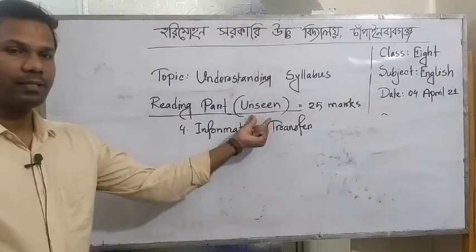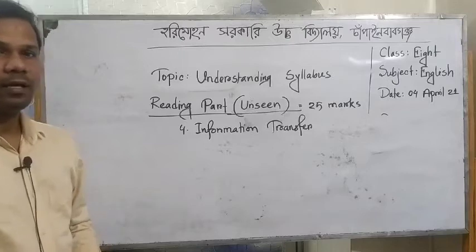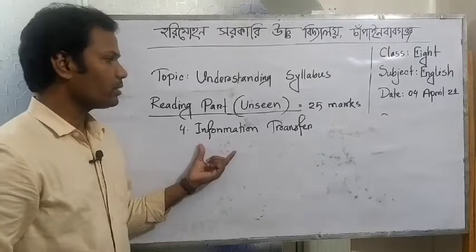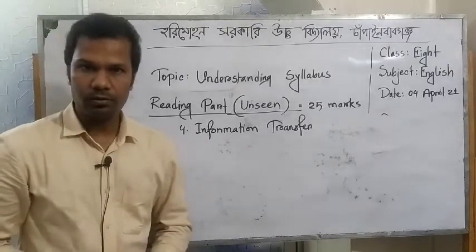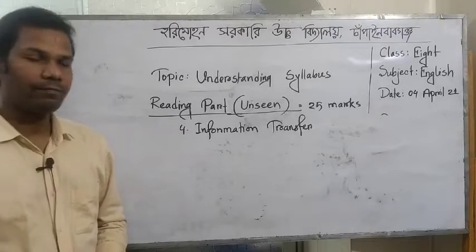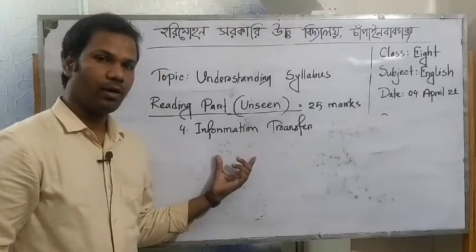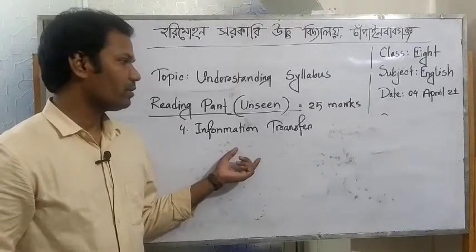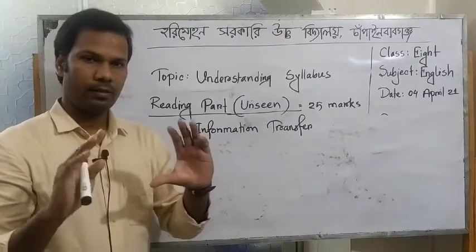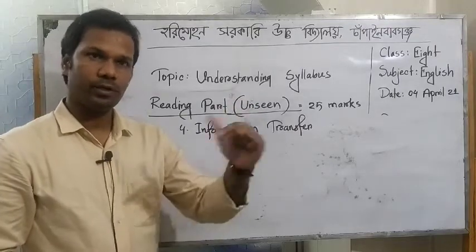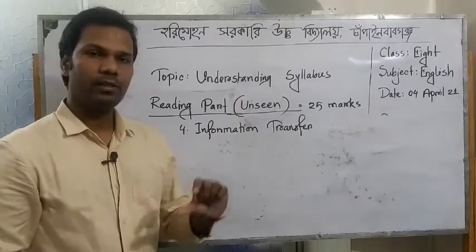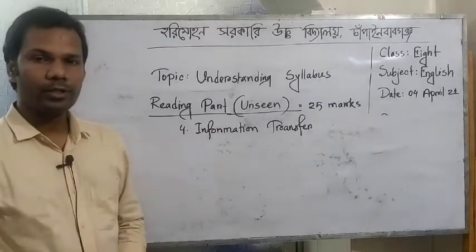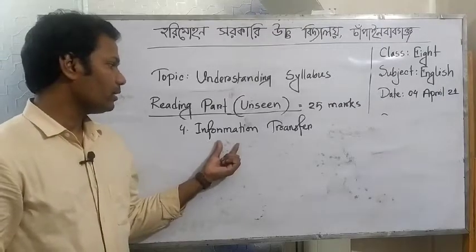For an unseen passage, there will be a passage, and you have to answer the questions of the passage. That means information transfer. You know, in your class 6 and 7, you have become acquainted with this very item. It will be a table with some columns, and some information will be missing, and you have to give the information properly. That will be information transfer.